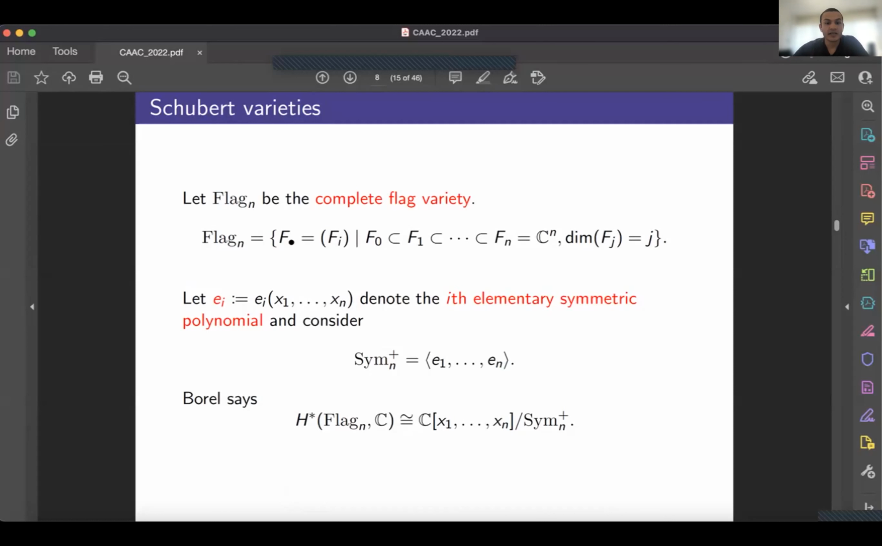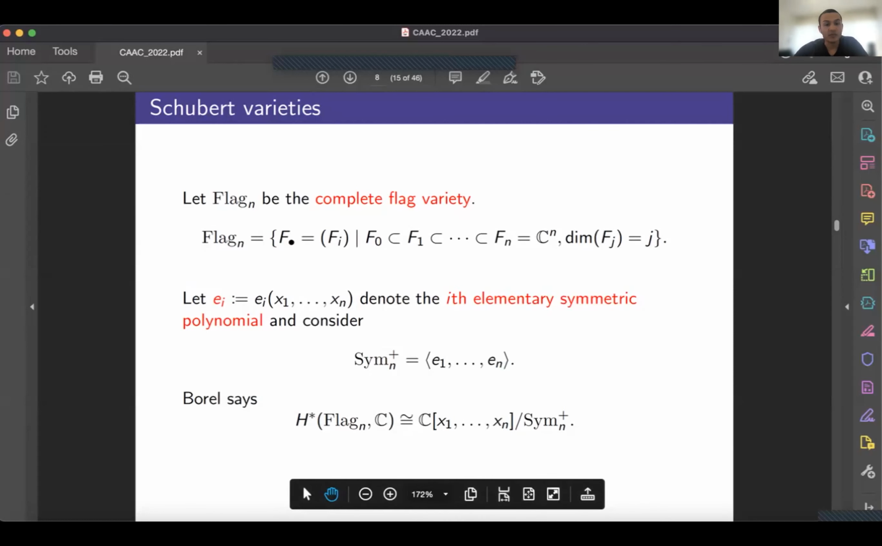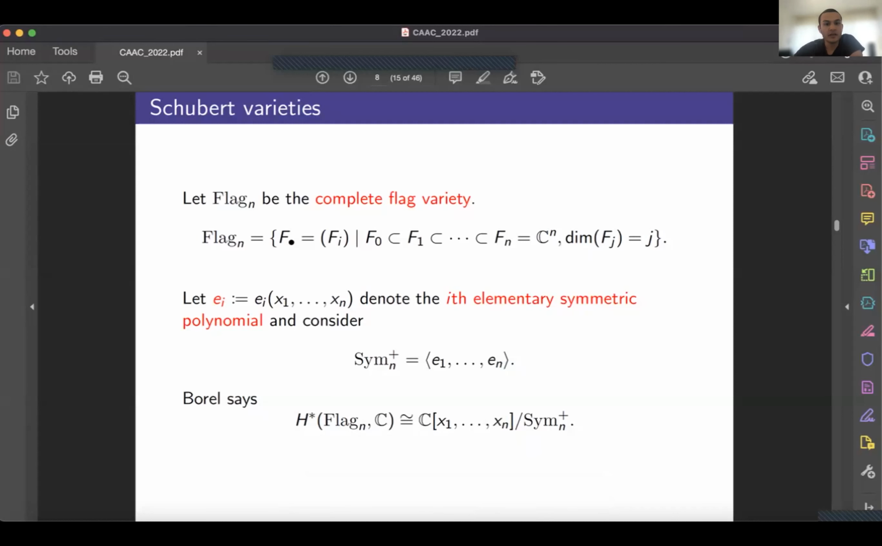So here's the ideal. It's the ideal generated by the elementary symmetric polynomials in n variables. And then Borel tells me the cohomology ring of the complete flag variety is better or easier to work with for us if you work with the polynomial ring and quotient by the ideal of symmetric polynomials. Okay, so famous coinvariant algebra appearing here.